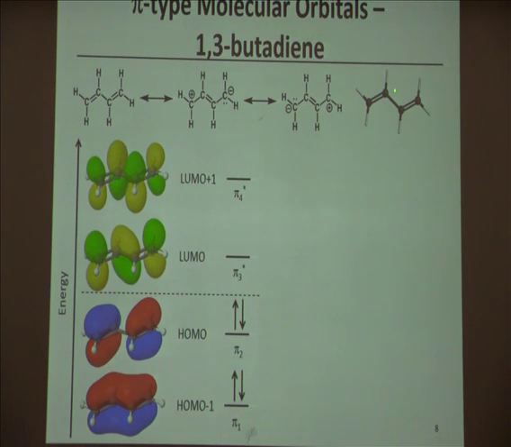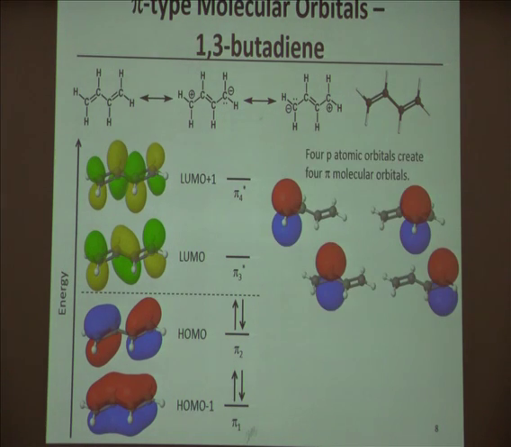There are 2 pi electrons coming in from each of those bonds for a total of 4 electrons. The 4 electrons go to the lowest energy orbitals, pi 1 and pi 2. We label the highest occupied molecular orbital the HOMO, and 1 more energy level down is the HOMO minus 1. And all of the same trends we saw in the previous slides hold true here as well.